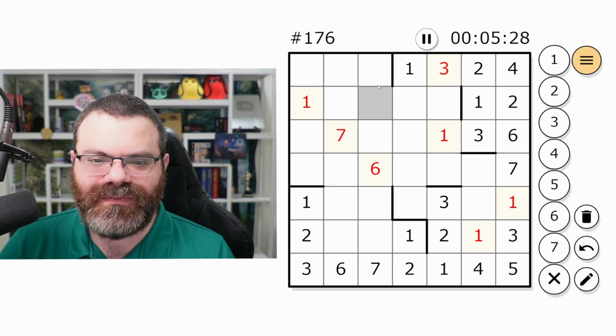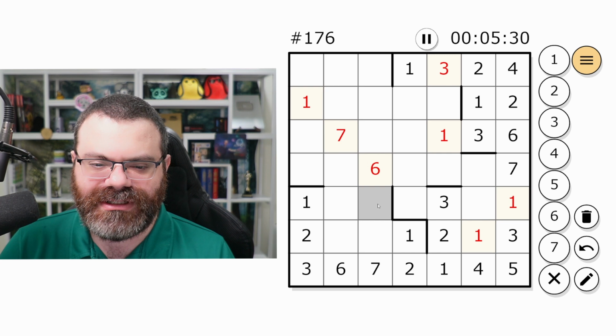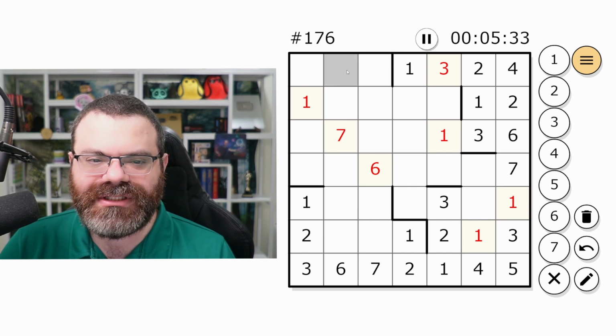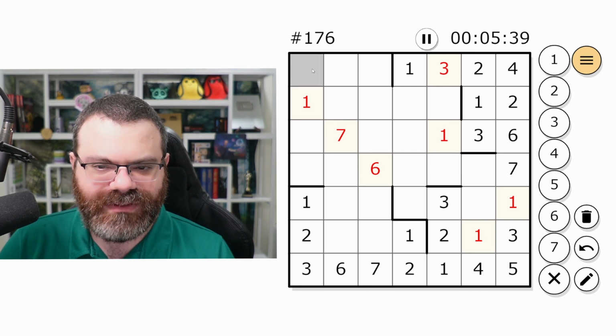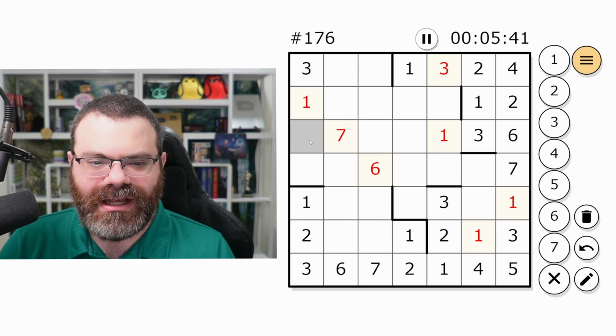I wish I could select more than one cell. I really do. It makes it much easier to demonstrate. But anyway, this row needs a 3. This segment needs a 3, and it can't be in these two because there's 2 3s down here, either like that or like that. So this is our 3. Now I need 2 and 4 for these two cells.